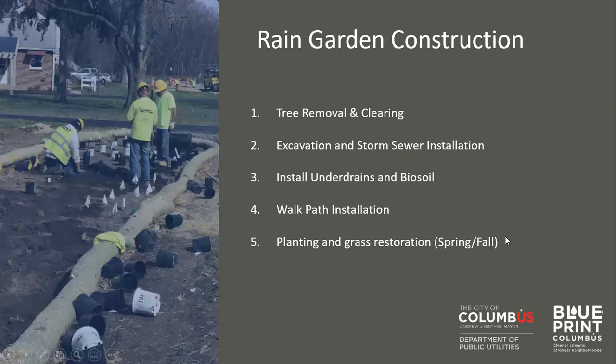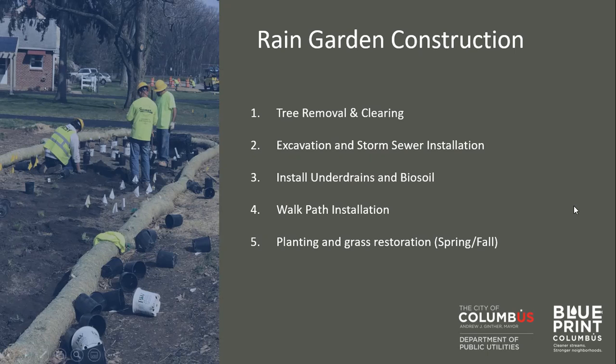A general timeline of what you can expect for construction of the rain garden and the wetlands. So first off, you'll be seeing some tree removal and clearing. Obviously, that's necessary for construction of the rain garden and to improve the wetland and add the walking path. Next, they will come through and excavate for the stormwater features such as the rain garden and the storm sewers themselves. Then they will install the under drains and the bioretention soil in the rain garden, as Nick mentioned during his portion of the presentation.